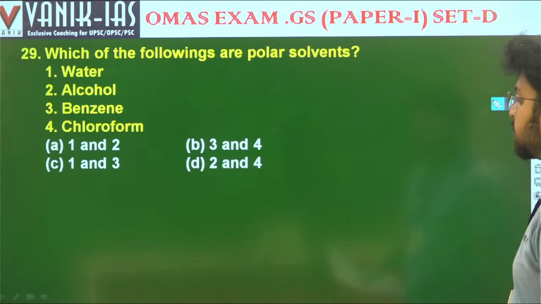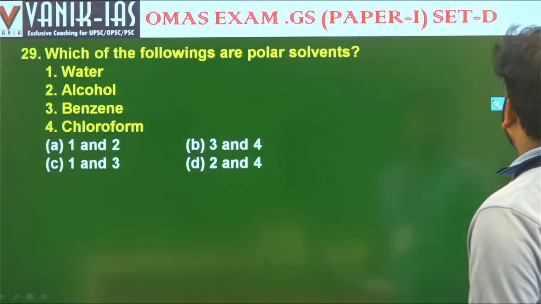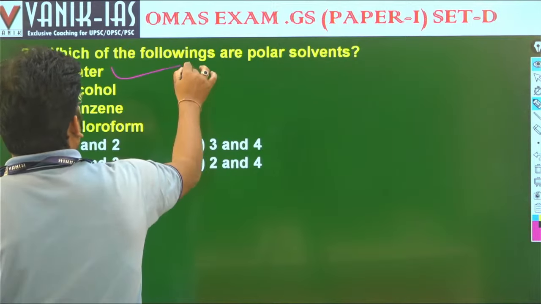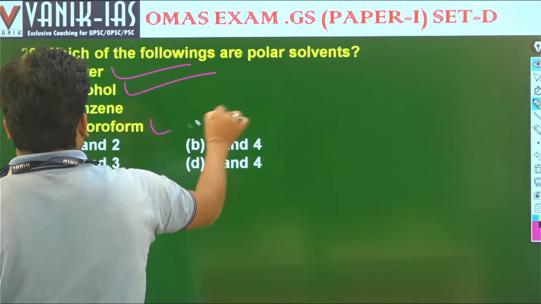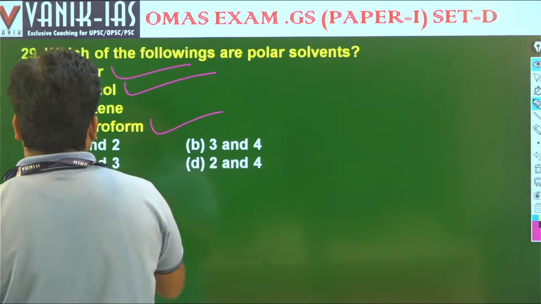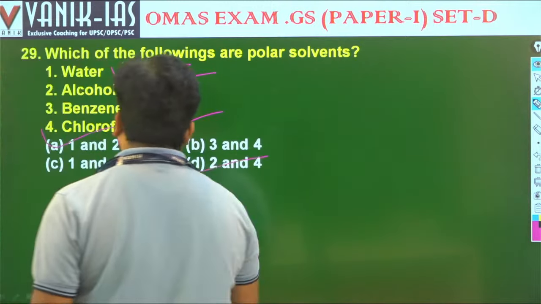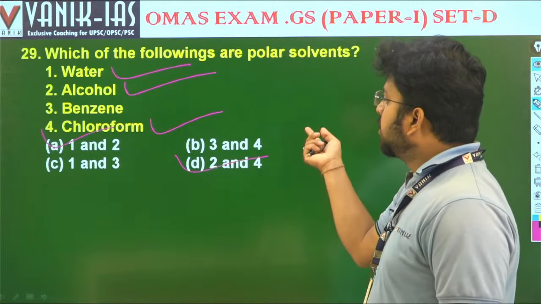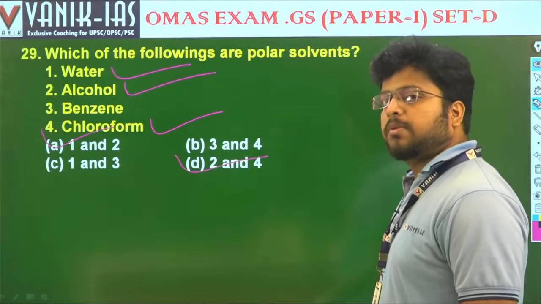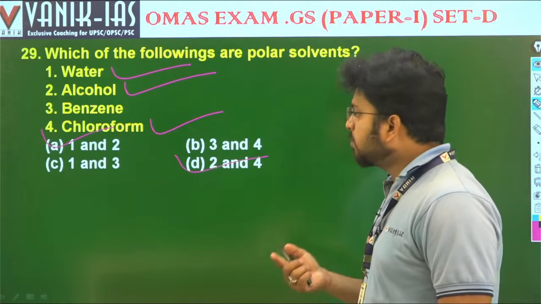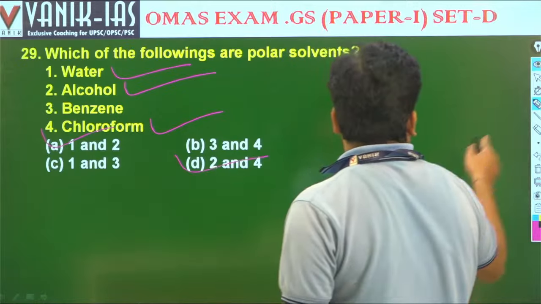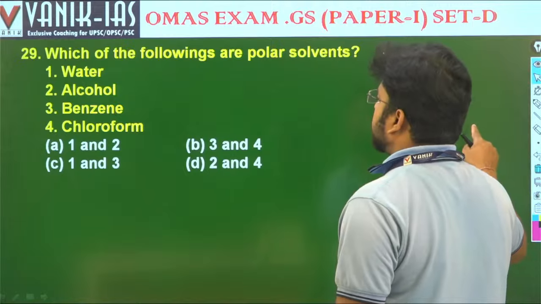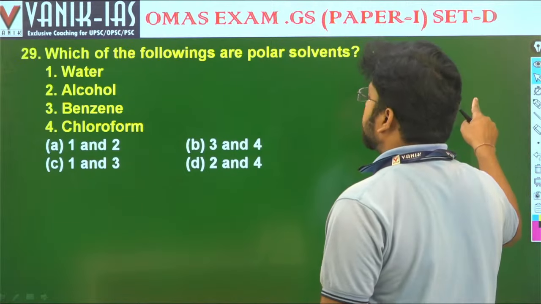Water has polar forms, alcohol has polar forms and chloroform has polar forms. So it may be 1 and 2, it may be 2 and 4. Both the options are correct. If you are given 1 and 2, OPSC will give you the mark. If you are given 2 and 4, OPSC will also give you the mark. So don't worry about those questions which are not proper, OPSC will give you marks.